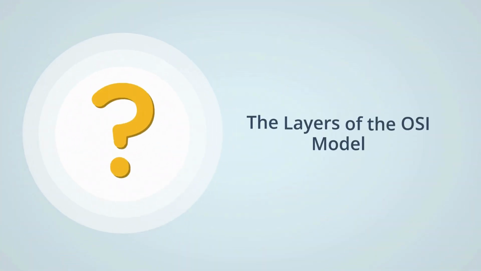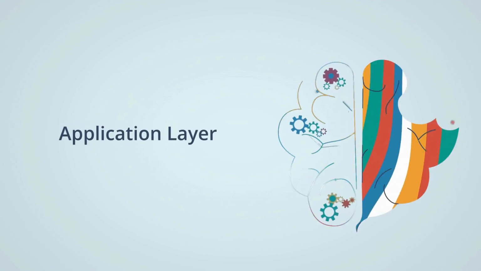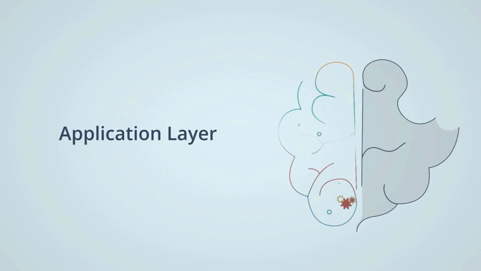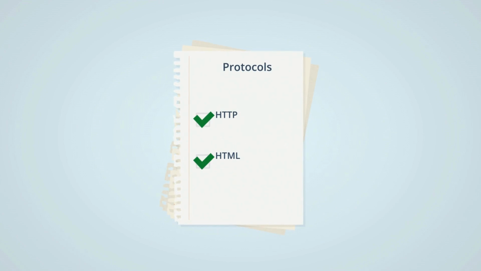The layers of the OSI model. Let's break down these layers, shall we? Starting from the top, we have Layer 7, the application layer. This is where the magic happens, the user interface. It's like the frosting on your cake. Here we have protocols like HTTP and HTML. You know, the stuff that makes your cat videos load faster.